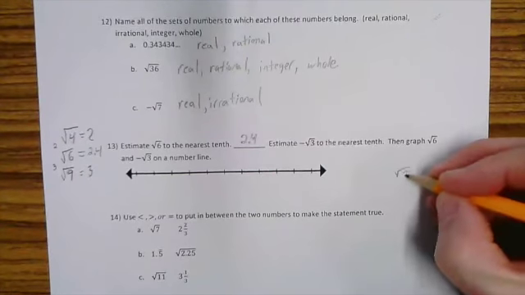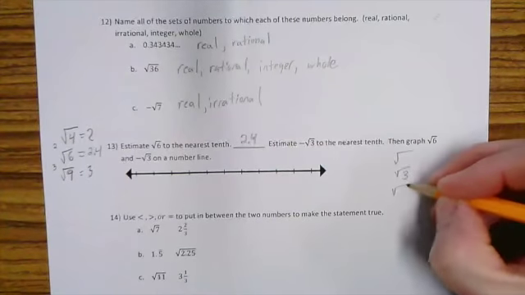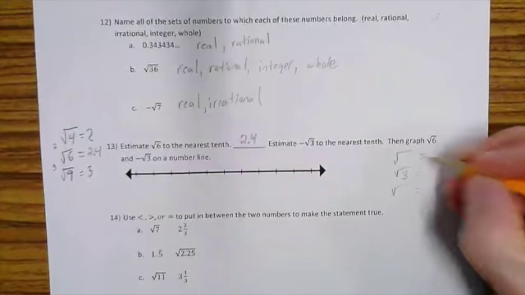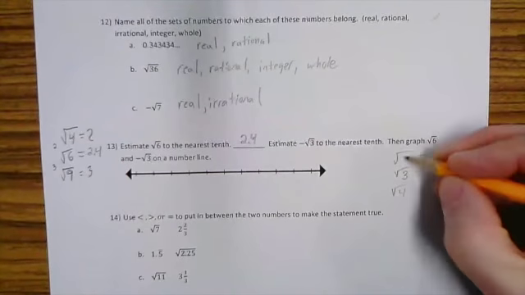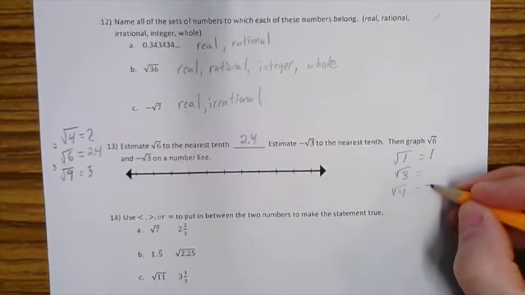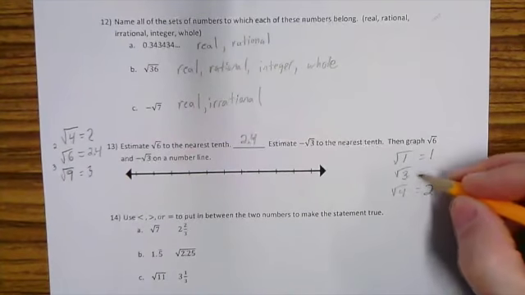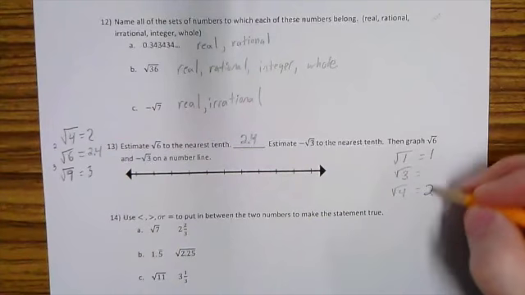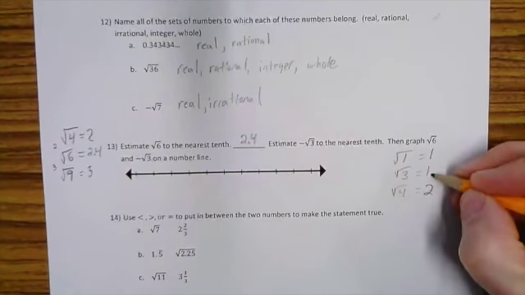So if I'm going to do the work over here, I'm going to find the two perfect squares on either side of the 3, which are 4 and 1. Square root of 1 is 1, square root of 4 is 2. So square root of 3 is going to have to be between 1 and 2. In other words, it's going to be 1 point something.